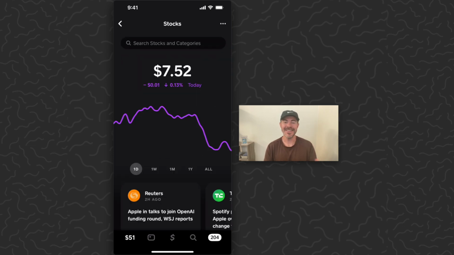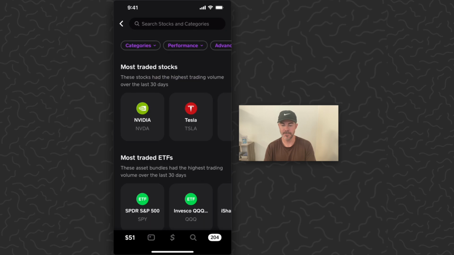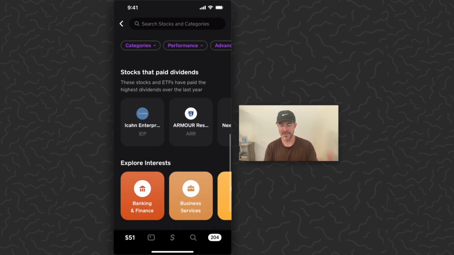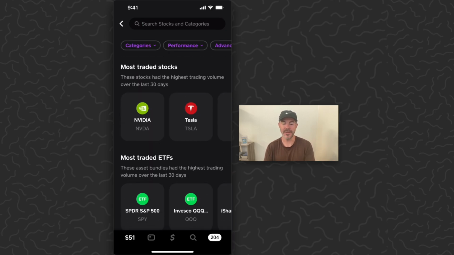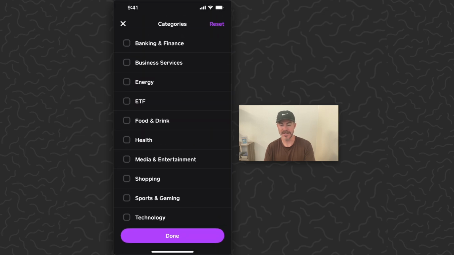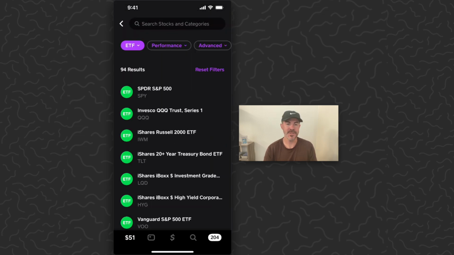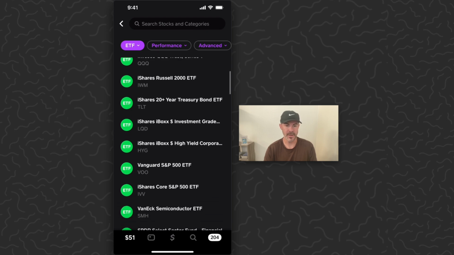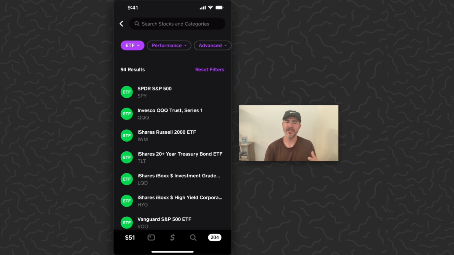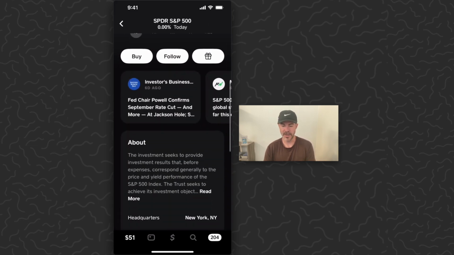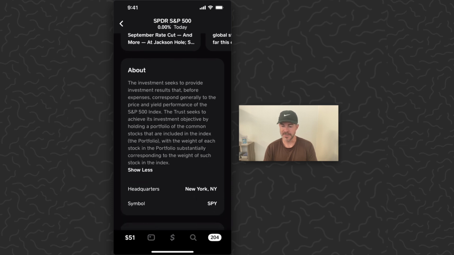So to find the ETFs, you can tap on search. This will help you find specific stocks or categories that you want. And then under categories, you can tap ETF and apply. Some of the popular ones I know are SPY, QQQ, and VOO. So let's go ahead and buy a little bit of a couple of these to show you how it works. So I can tap SPY, I can scroll down and see the information about this. The investment seeks to provide investment results that, before expenses, correspond generally to the price and yield performance of the S&P 500 index.